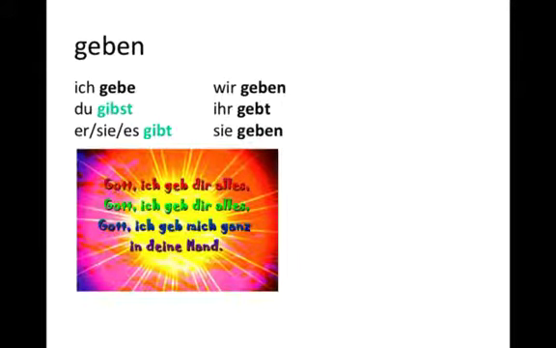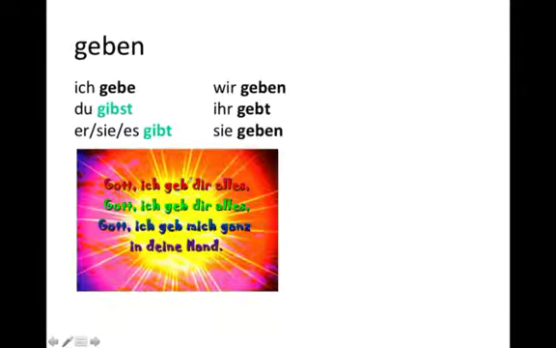Let's look at these examples. Gott, ich geb dir alles. Gott, ich geb mich ganz in deine Hand. So here we see, we're addressing somebody, God. So we make a comma after God because we're just saying Gott. And then we start with the subject. Ich geb dir alles. I give you everything.